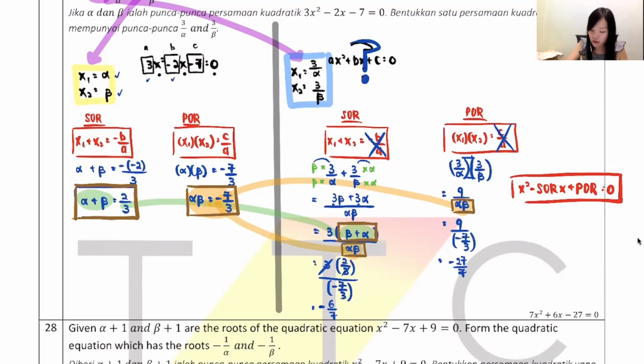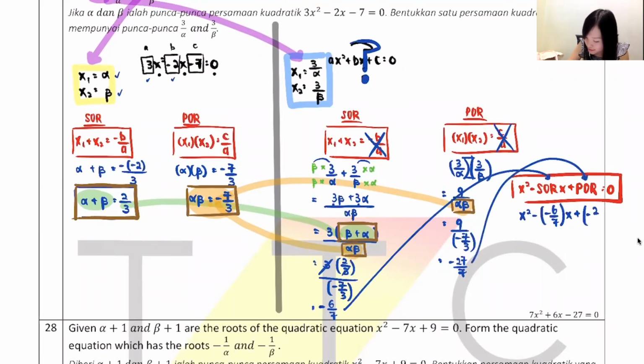Okay, sub law. So my x squared minus my SOR is here, negative 6 over 7, plus my POR. My POR is in it negative 27 over 7 equals to 0. Easy, just you have SOR, POR, something inside lah. So x squared, negative, negative, positive, positive, negative, negative. So yep, I already got this equation.